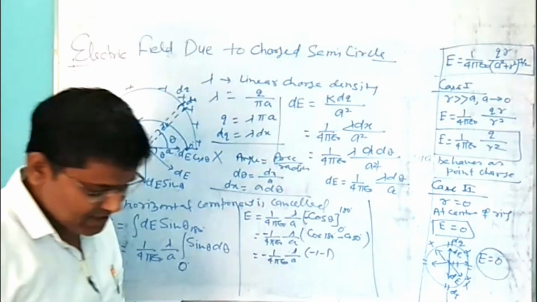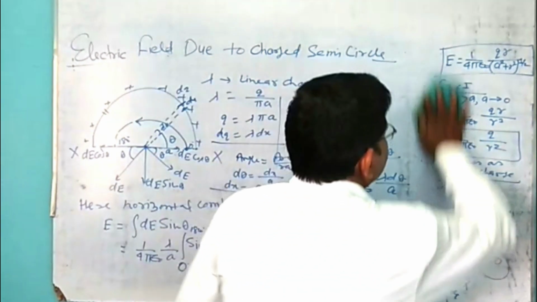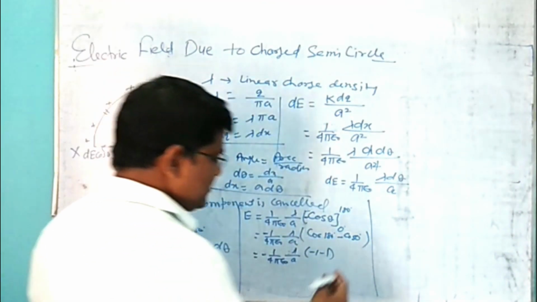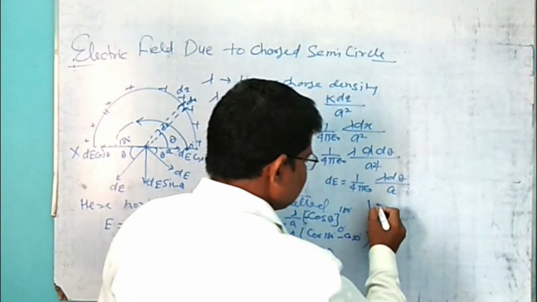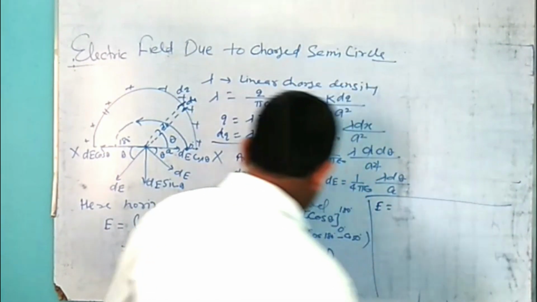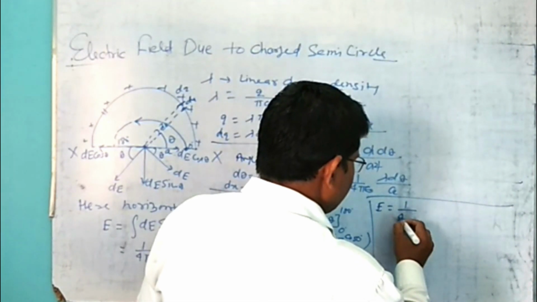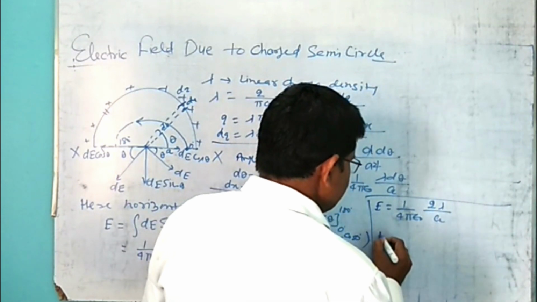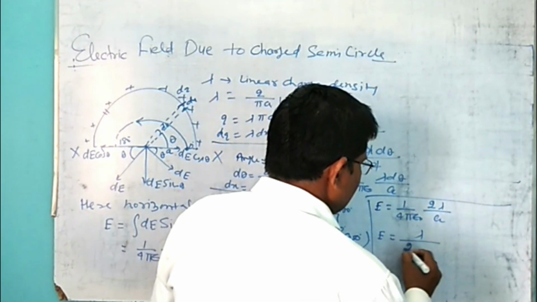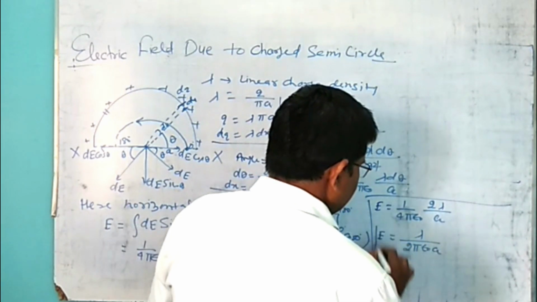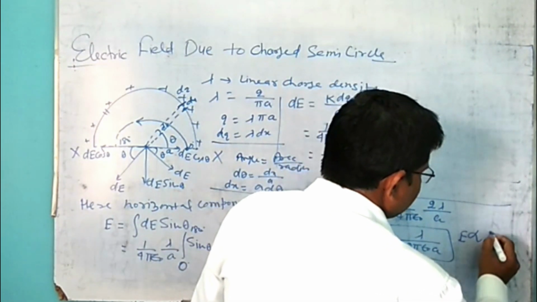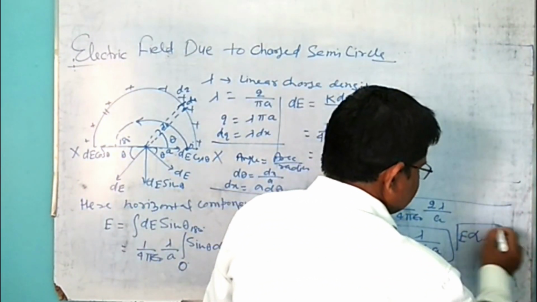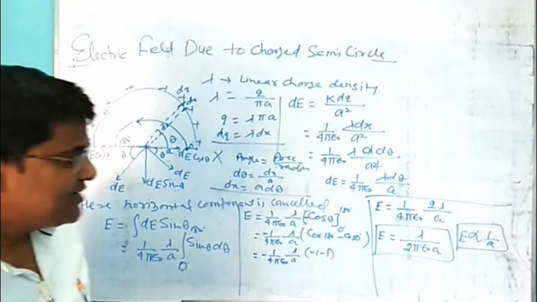Then the electric field becomes E is equal to 1 by 4 pi epsilon naught 2 lambda by a, or E is equal to lambda by 2 pi epsilon naught a. This also shows E is inversely proportional to a, the radius. That's it.